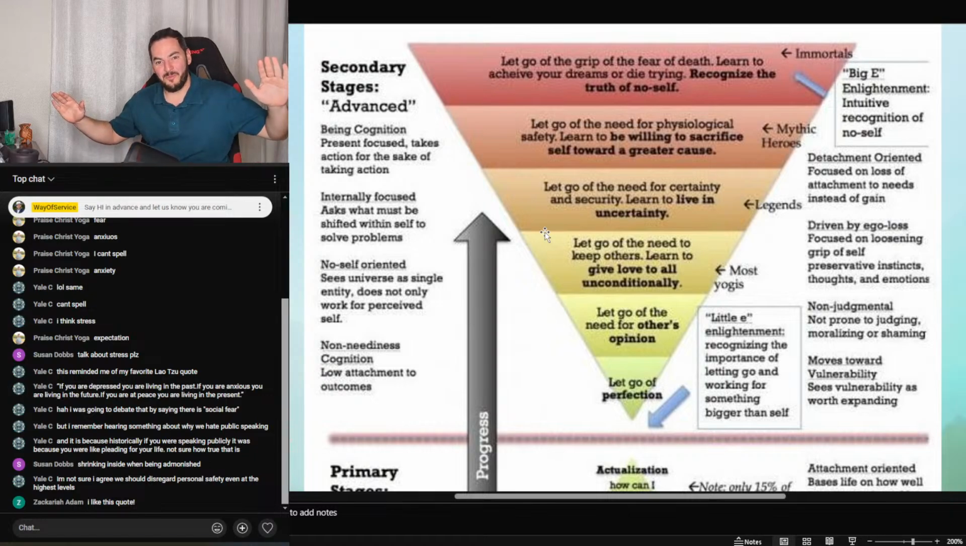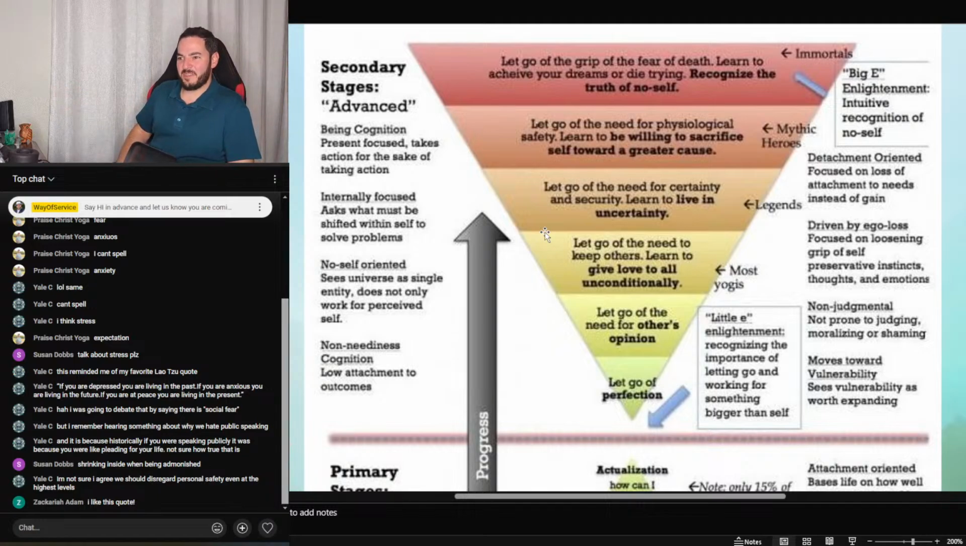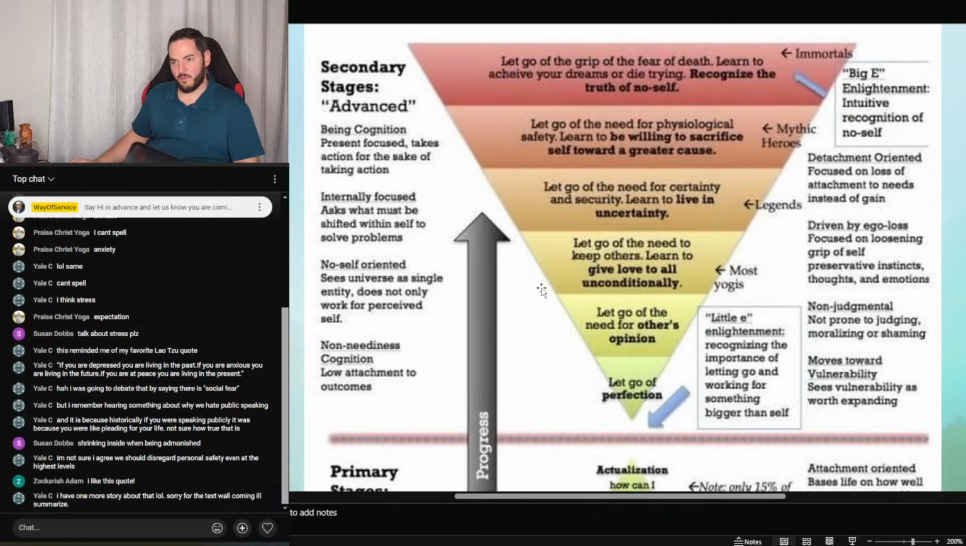Don't try this at home, folks. Don't try this at home. Like the chart says, mythic heroes and immortals are allowed to do this. The rest of us, I think we should start with the bottom two, or definitely the bottom three. Let go of perfection, let go of the need for other people's opinions, and let go of the need to keep others, loving everyone unconditionally. And just practicing those three things is going to help us see glimpses of the higher truths.